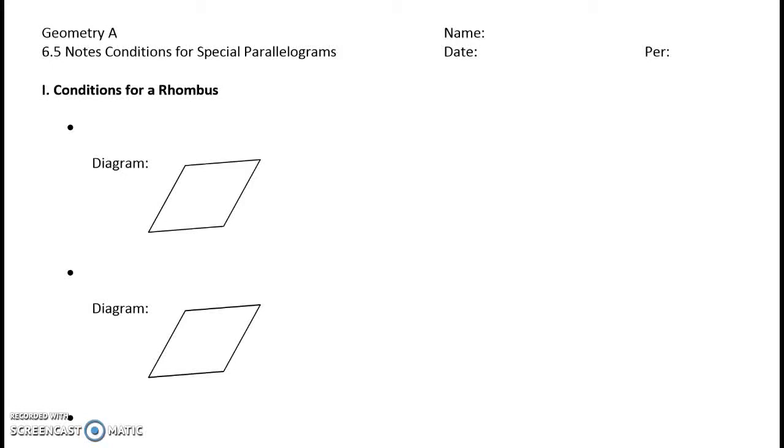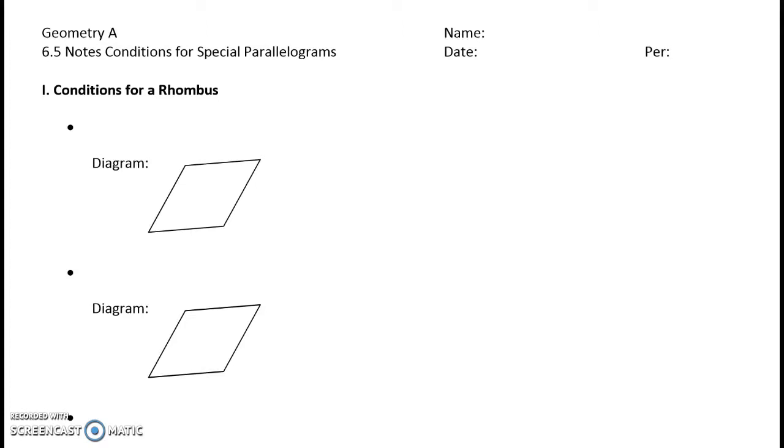All right, in this section, we're going to take those special parallelograms, the rhombus and the rectangle, and now see how we can prove a quadrilateral is a rhombus or a rectangle. I'm going to tell you right off the bat, for all of these theorems, properties, and conditions, we need to know we have a parallelogram first.